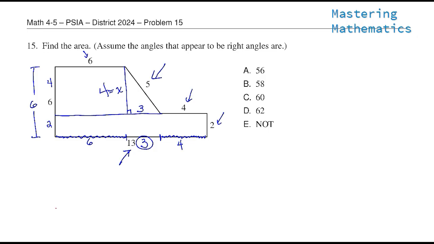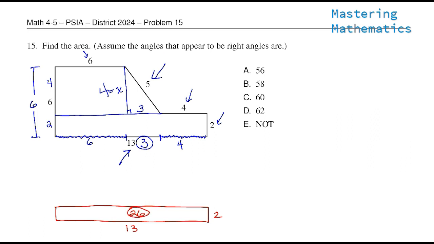Now let's go ahead and find the areas of each of these parts. Down here at the bottom, I'll draw a little example. This is a 13 by 2 rectangle. The area of a rectangle is length times width. So that's going to be 26. Then the rectangle up here at the top, that's going to be 4 by 6. And 4 times 6 is 24.